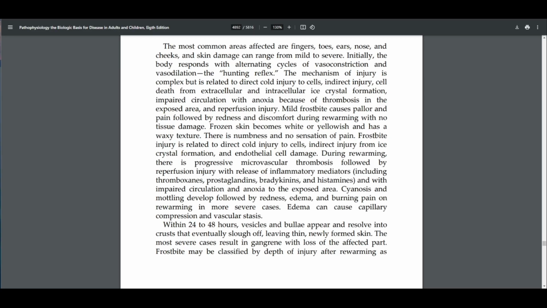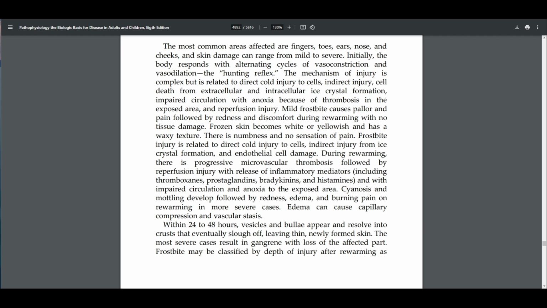The mechanism of injury is complex, but is related to direct cold injury to cells, indirect injury and cell death from extracellular and intracellular ice crystal formation, impaired circulation with anoxia because of thrombosis in the exposed area, and reperfusion injury. Mild frostbite causes pallor and pain, followed by redness and discomfort during rewarming with no tissue damage. Frozen skin becomes white or yellowish and has a waxy texture. There is numbness and no sensation of pain.